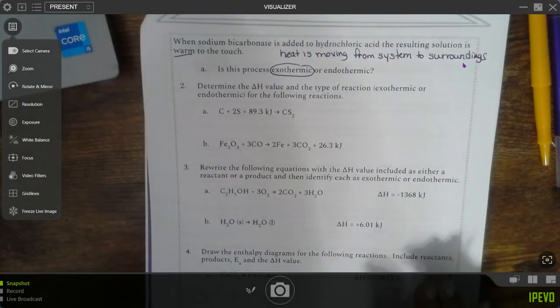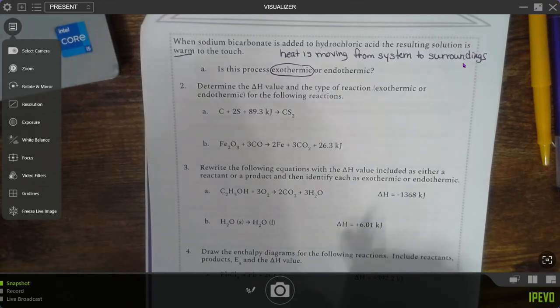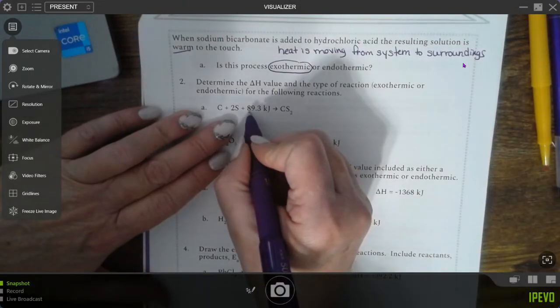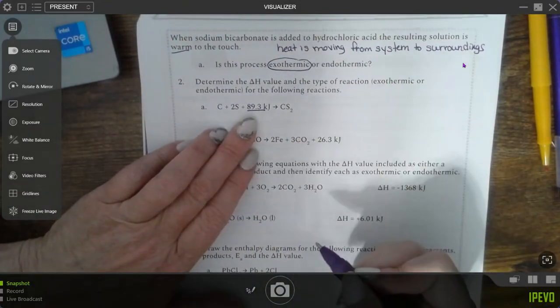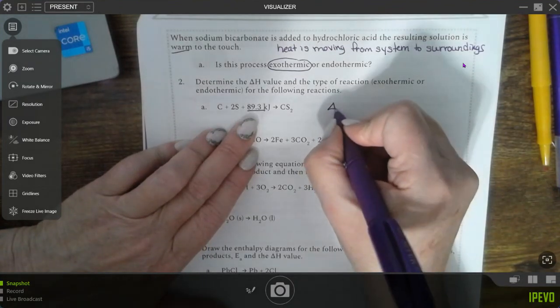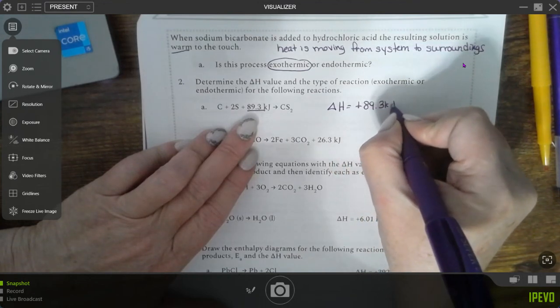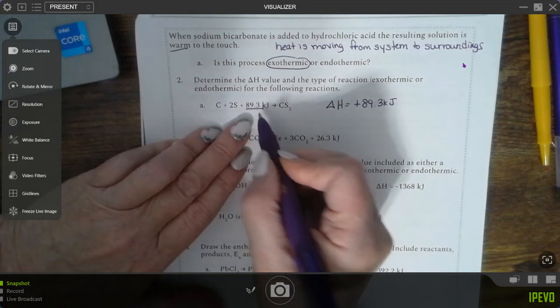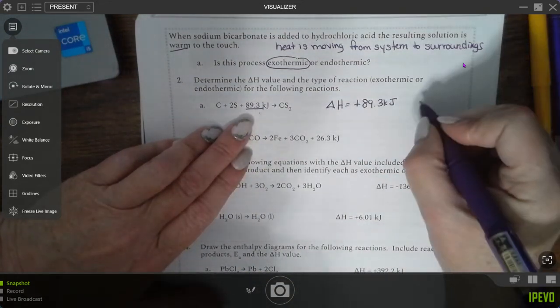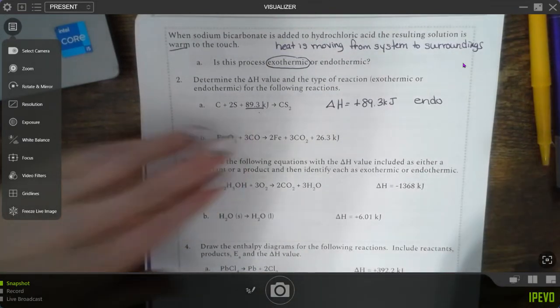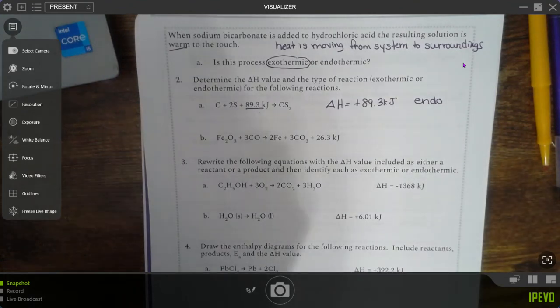So when you touch the test tube or the flask, it feels warm to the touch because heat is coming out of the reaction. All right, here we go, some more examples. Determine the delta H. Okay, so here our energy is on the left side of the arrow, which means that our delta H is going to be positive. So positive 89.3 kilojoules. Okay, when our energy is on the reactant side, that tells us we have an endothermic reaction. Okay, so energy is going from the surroundings into the system.